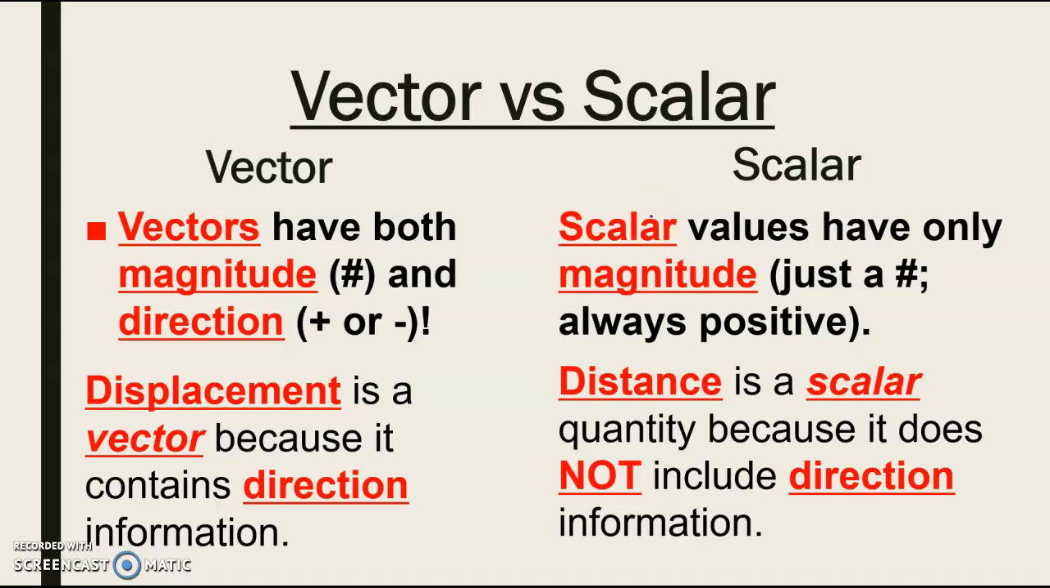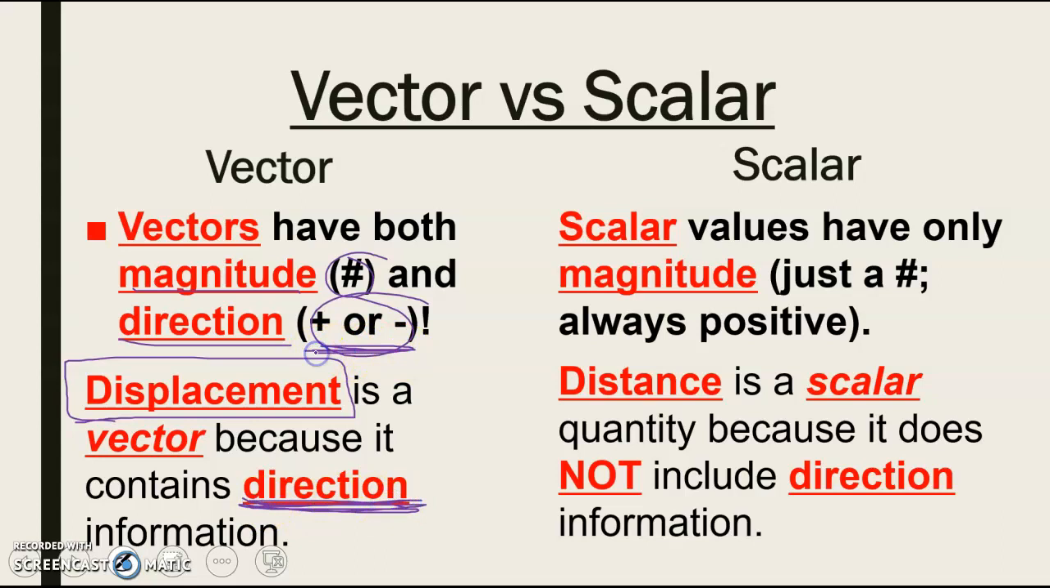All right, that concludes our lesson, except a quick review on vectors versus scalars. So remember, we've already talked about vectors. Vectors have both magnitude and direction, so a number and a positive or negative sign. Because of that definition of vector, that means that displacement is going to be a vector because displacement does contain that direction component, and it can be positive or negative.